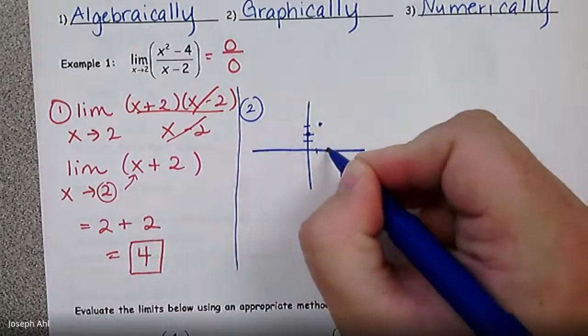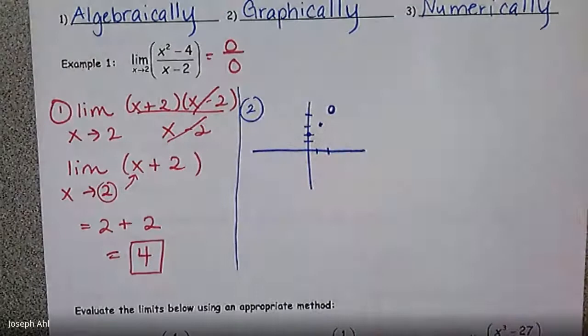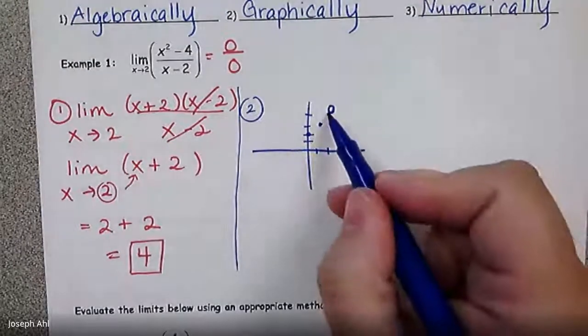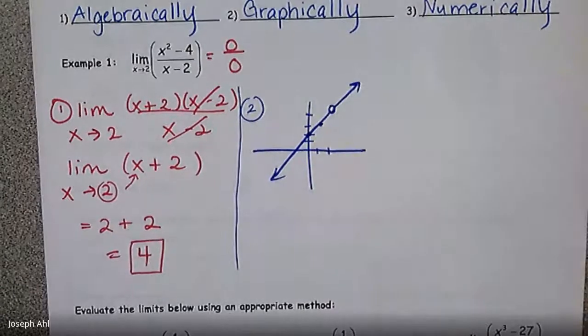And then when I get to x equals 2, the y value we know is 4, but there's going to be a hole in the graph. There's going to be an open circle there. So you really have to make sure you account for that. And on your calculator, it really wouldn't show the hole. If you trace to x equals 2, it will certainly show you that there's no value there.